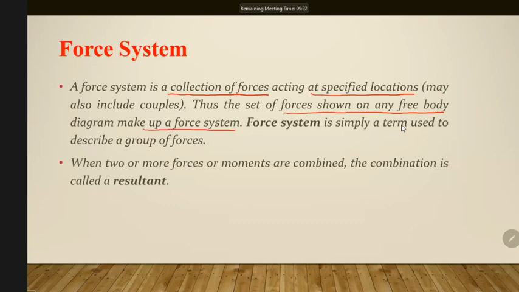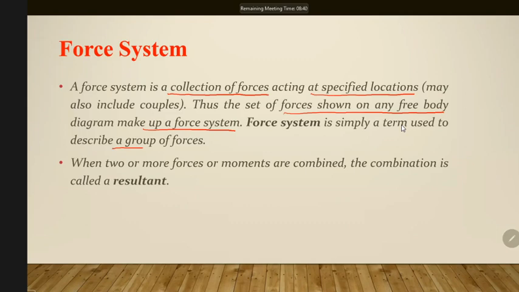Okay, a set of forces. For example, if you have a normal beam, you will find out the different types of forces that can act on any free body diagram. From the free body diagram you present the number of forces, which include the reaction as well, because it must be resting on the ground or on something, and that something will provide reaction. That reactive force is also part of the force system. It's simply a term used to describe a group of forces.